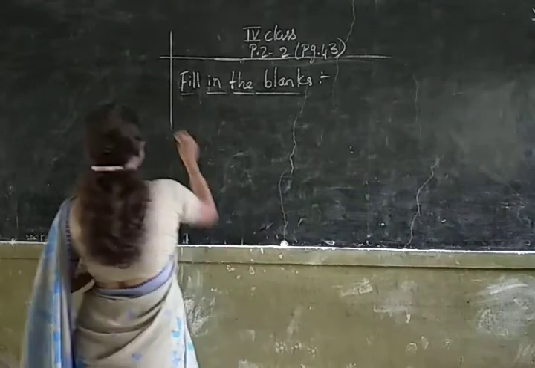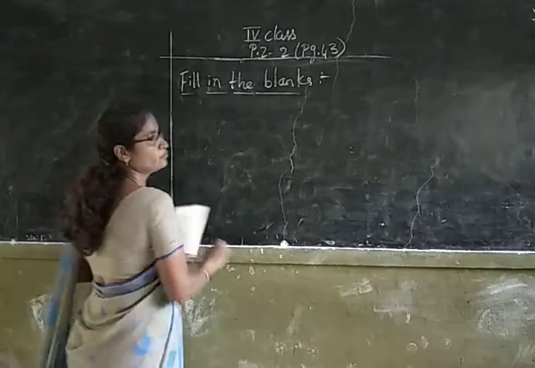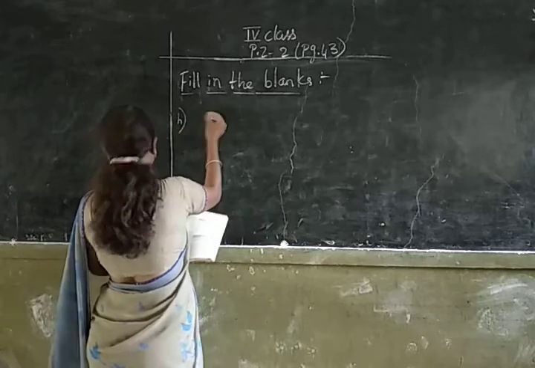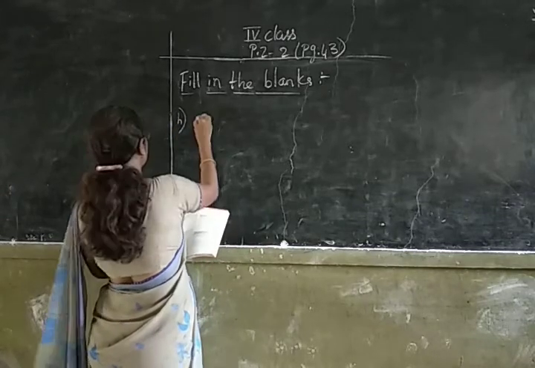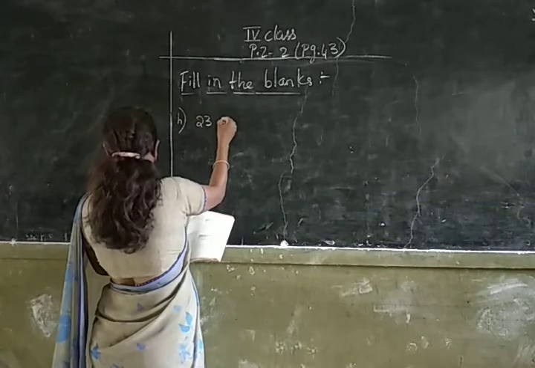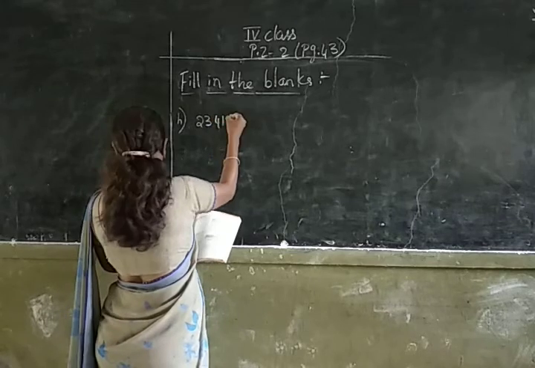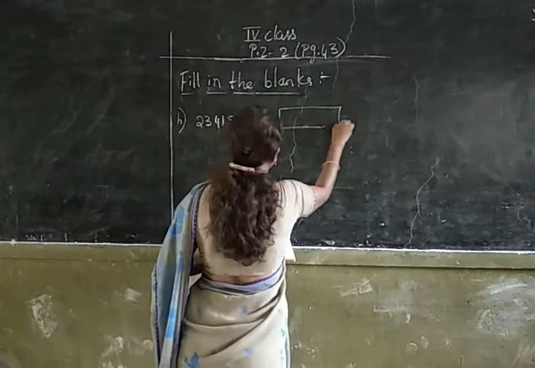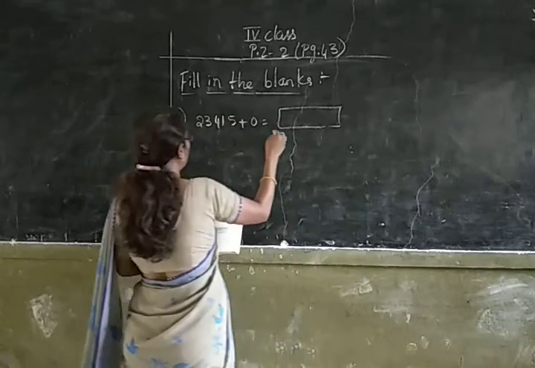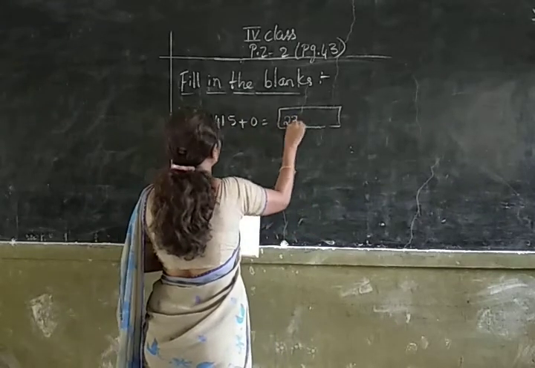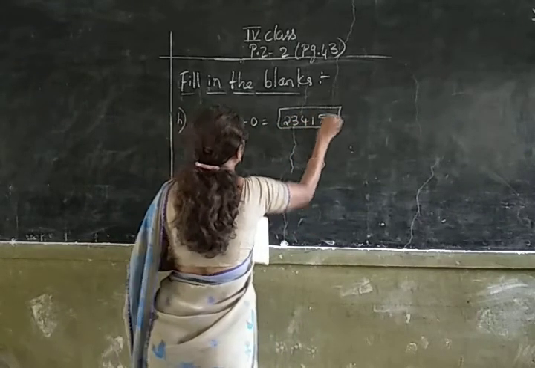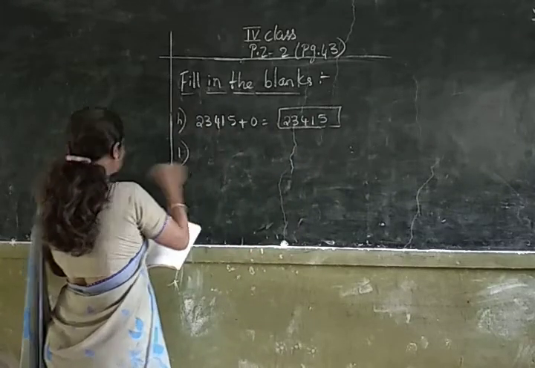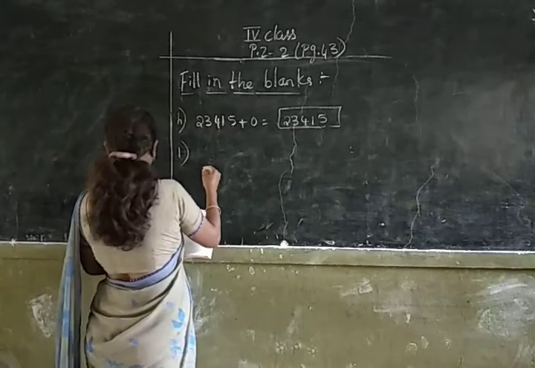Now I am doing H sum. Remaining sums you do for homework, children. This is according to the property of additive identity. So according to the property of additive identity, when we add 0 to any number, we are going to get the same number.